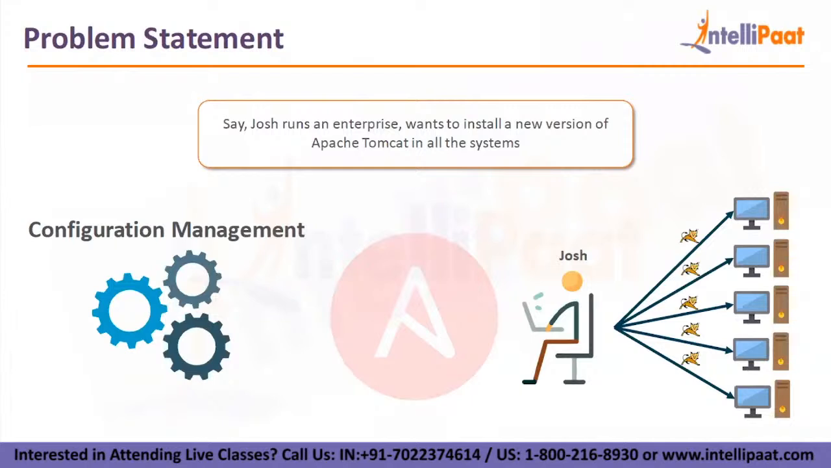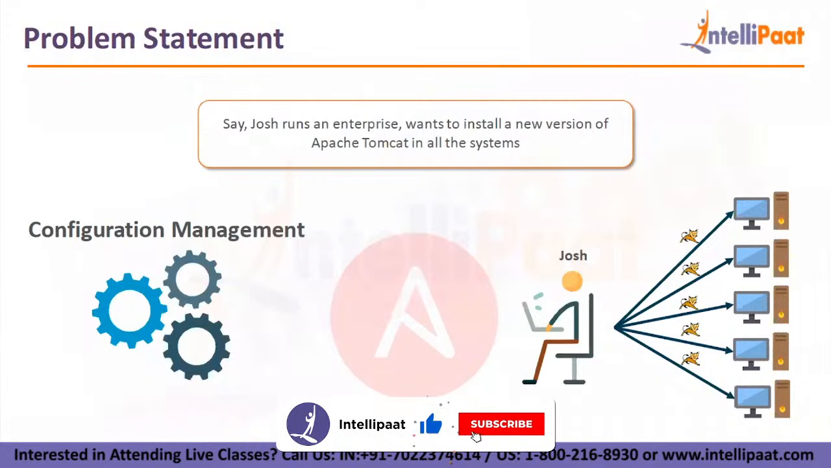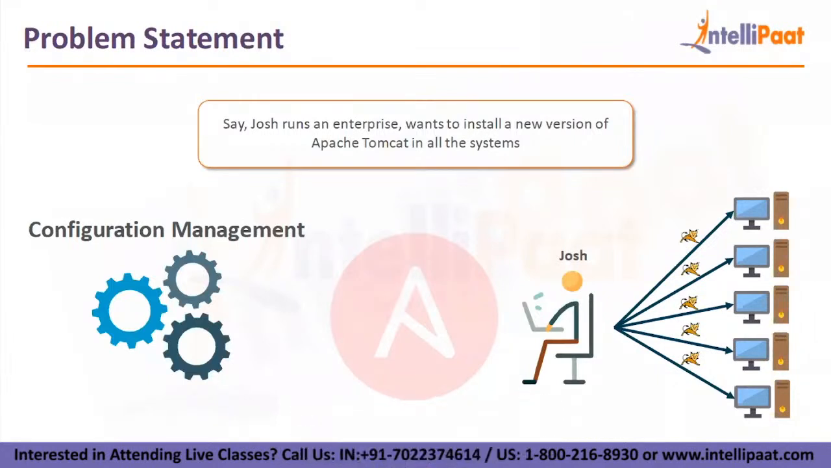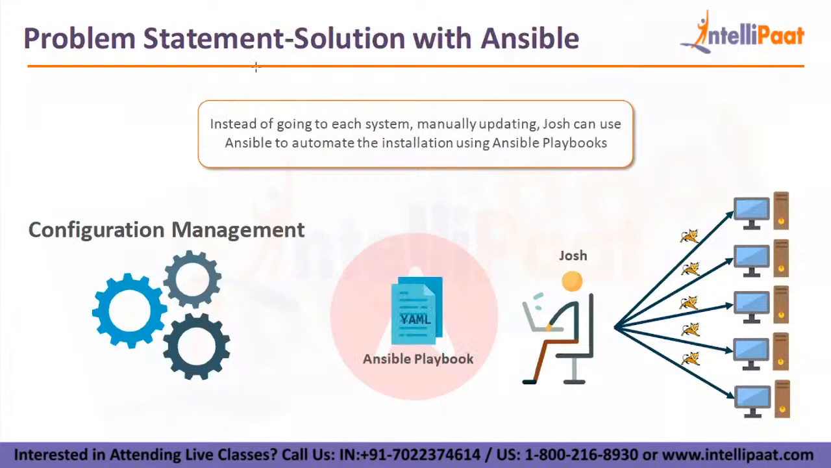So this is the problem statement. Josh runs an enterprise and wants to install a newer version of Tomcat in all the systems. If I have 4 to 5 servers, I will simply run it 4 to 5 times to install Tomcat. It's not a big problem for me. Or I can write a shell script and try to execute that shell script on all the servers. Done. If I have a very small infrastructure, instead of going to each system and updating manually, Josh can use Ansible to automate the installation using an Ansible Playbook.